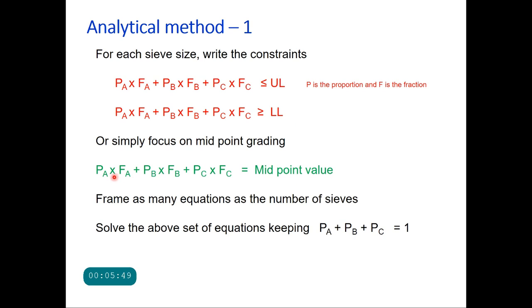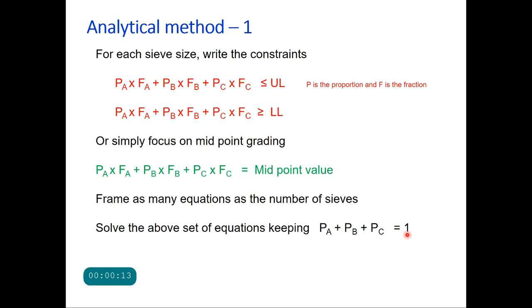So we can frame this equation like this: proportion of A multiplied by fraction of A, plus proportion of B multiplied by fraction of B, plus proportion of C multiplied by fraction of C, should be equal to the midpoint value of the range. Now you can frame as many equations as the number of sieves, and then these are to be solved keeping PA plus PB plus PC equal to 1.